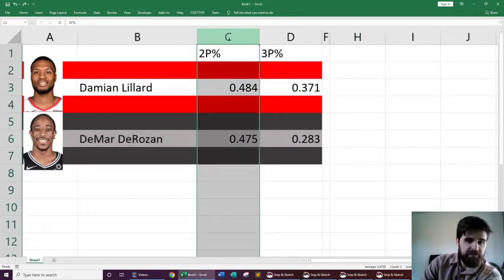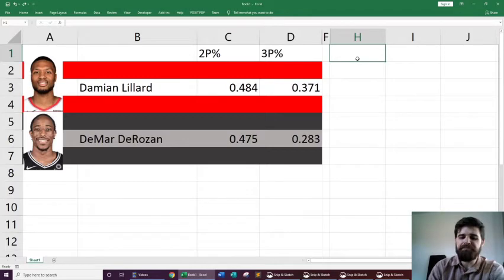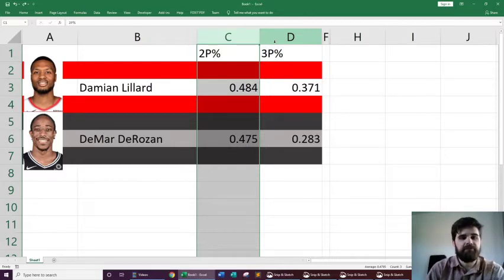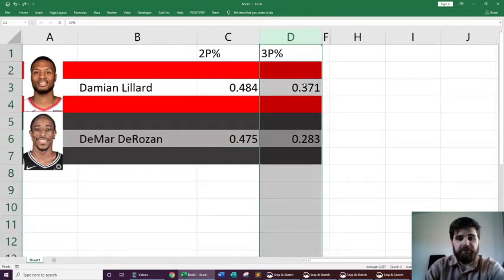So we can do this by taking a look at their 2-point field goal percentage and their 3-point field goal percentage. So there's two types of field goals you can take in basketball, a 2-pointer and a 3-pointer. Free throws are not in this data. Okay, so it looks like Damian Lillard shoots 2-pointers a little bit better than DeMar DeRozan, about 1 percentage point higher. And if we look at 3-pointers, it looks like Damian Lillard shoots much better than DeMar DeRozan.